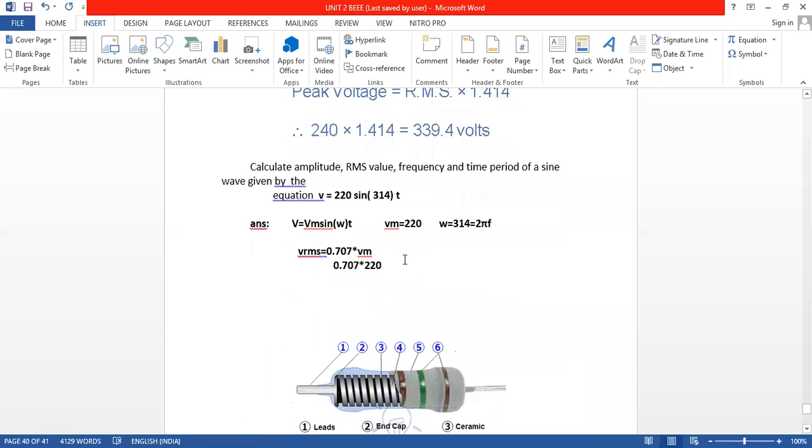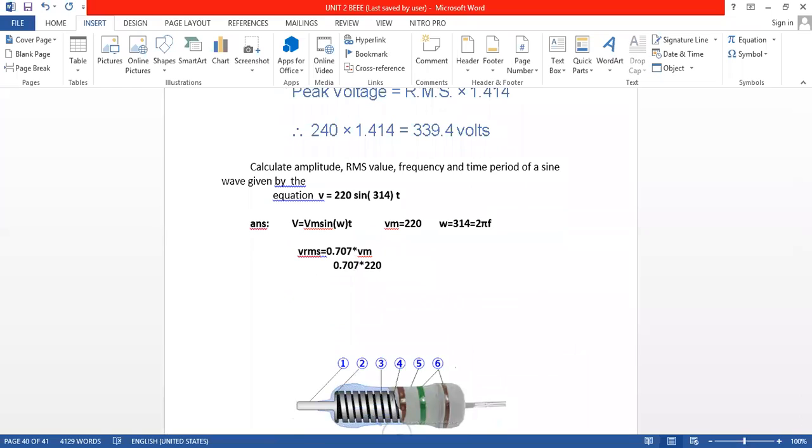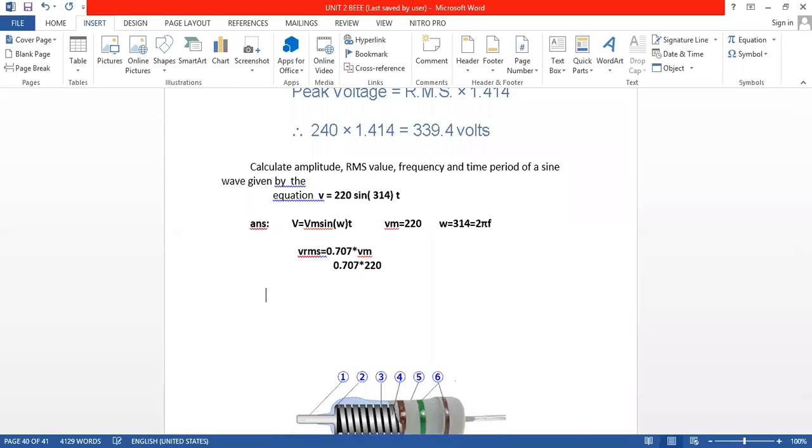Now just multiply with your calculator. How much you are going to get, we'll see. Multiply and tell me; I'll go with the next bit. If you have a calculator, 0.707 into 220. Later on you tell me.